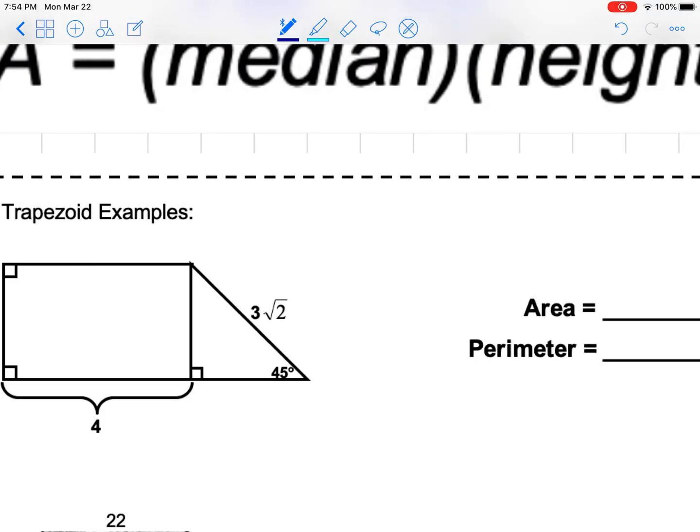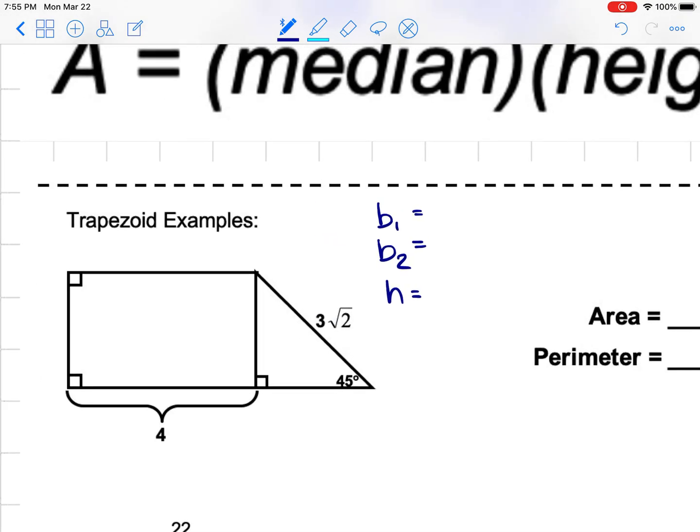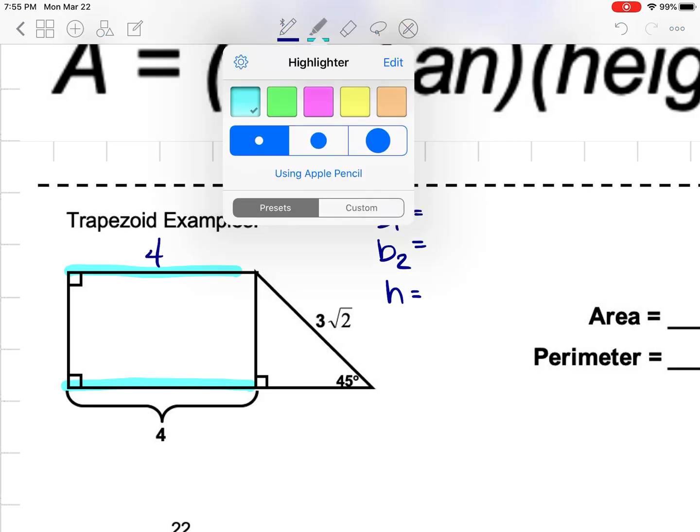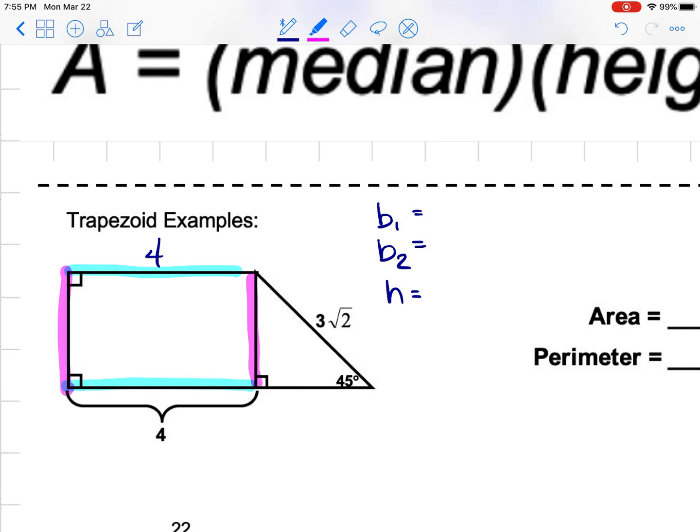We need a couple of things. We need base 1, base 2, and our height to find the area. We'll need our outside pieces to find the perimeter. And so let's look and see what we have. Well, we know that this is based off of a rectangle and a triangle put together with this trapezoid. So if that side's 4, then this opposite side has to be 4. And then we would also know once we found this side, we would also have that one. So let's look at this little right triangle here.